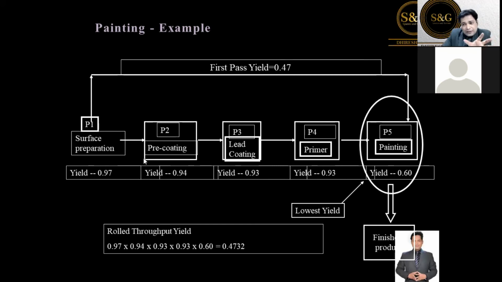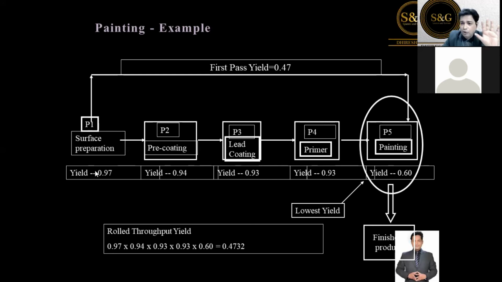Okay, then what happens after that? It goes to pre-coating area. Pre-coating में हम लोग 94% yield में चल रहे हैं. अगर 100 products अंदर चले गए, 94 products come out as first time right. बाकी के 6 को फिर से रिवर्क करना पड़ता है, फिर से प्री कोटिंग करना पड़ता है. Okay, then comes the lead coating, which is 93%, 7% goes in the rework. Primer is 93 again, and the painting has got around 60% only yield. So painting में जितने प्रोडक्ट जाते हैं, only 60% come out as first time right, 40% को फिर से रिप्रोसेसिंग करना पड़ता है.